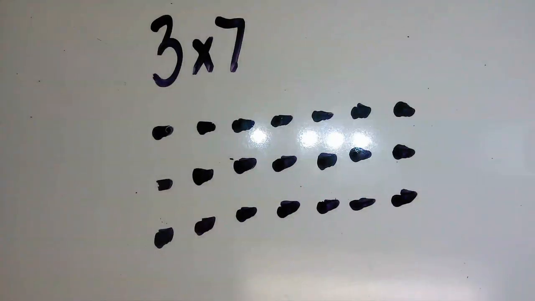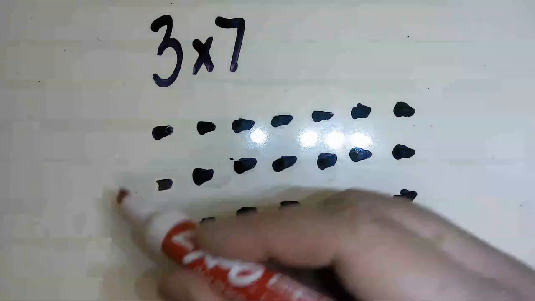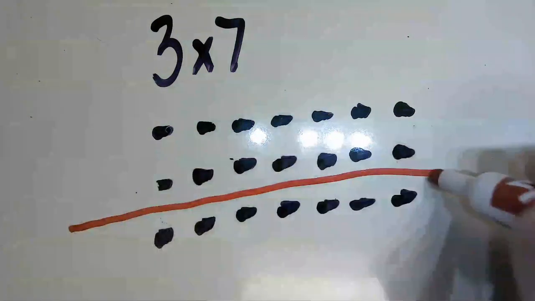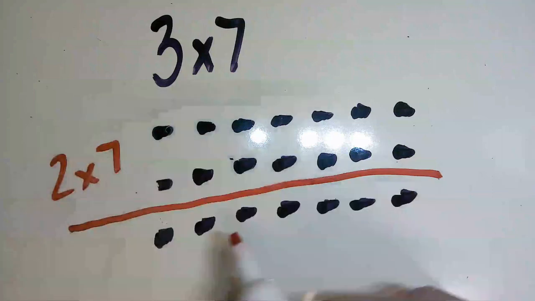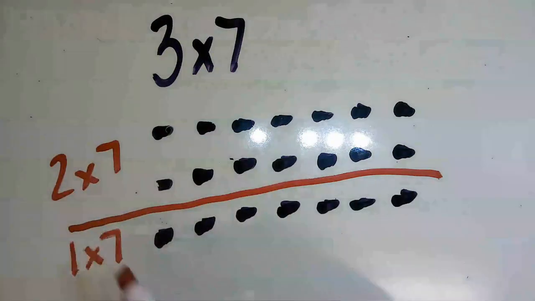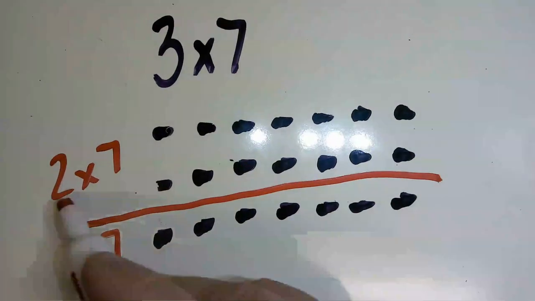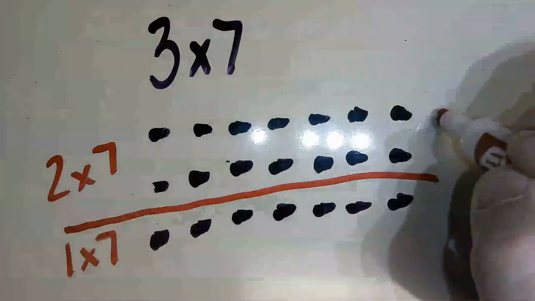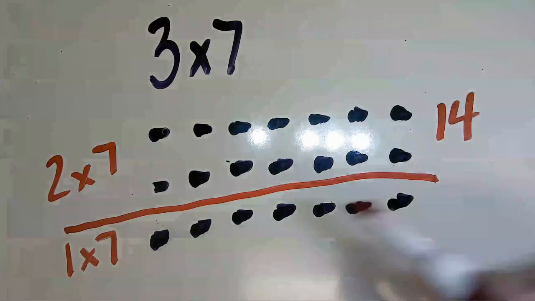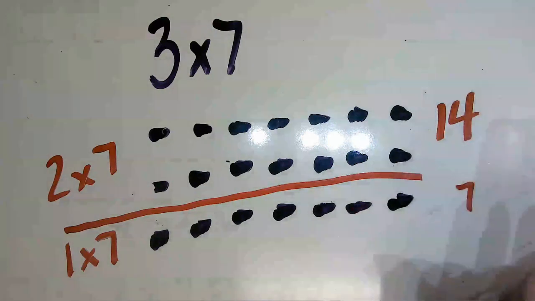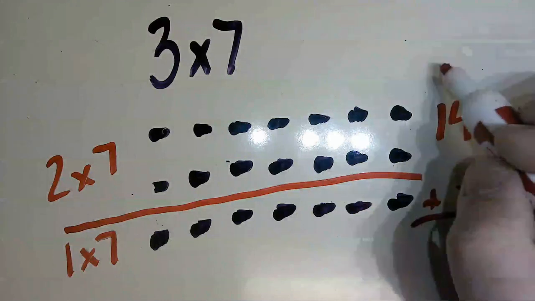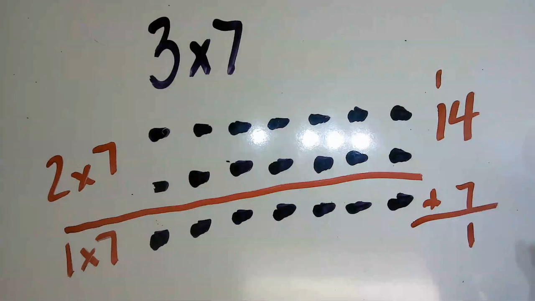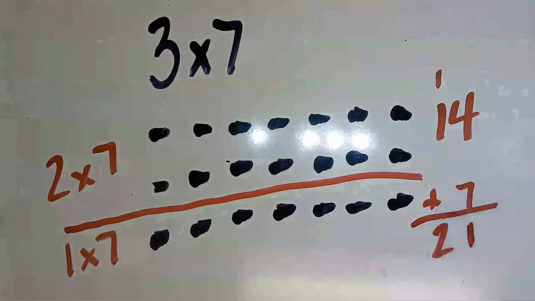I need to break these apart. I can see that I can make my 2 and 1 here, just like that last problem. 2 rows now, so 2 times 7. 1 row times 7. All right, 2 times 7 is a doubles fact, which will give me 14. And 1 times 7 is 7. Now I can add this together. 4 plus 7 is 11. Carry my 1 over. 1 plus 1 is 2. So 3 times 7 equals 21.